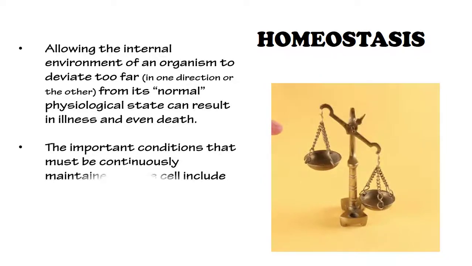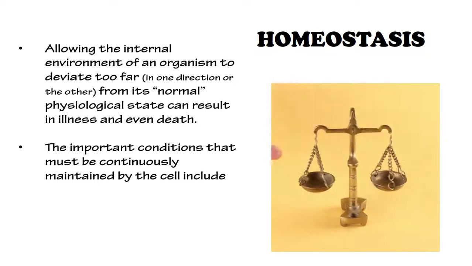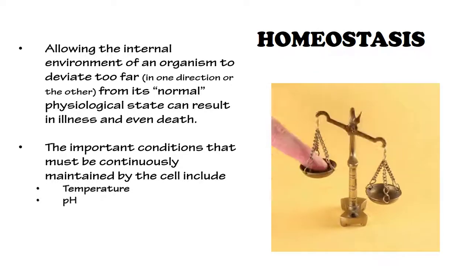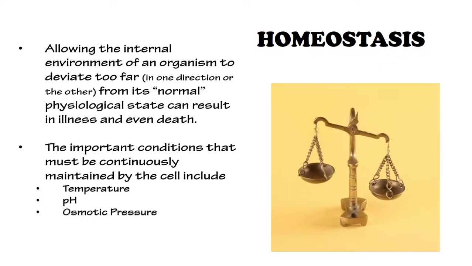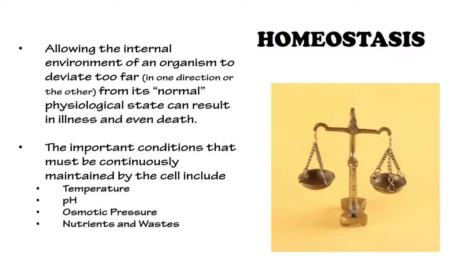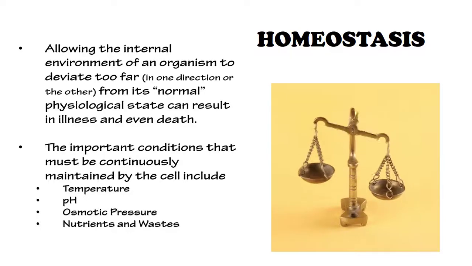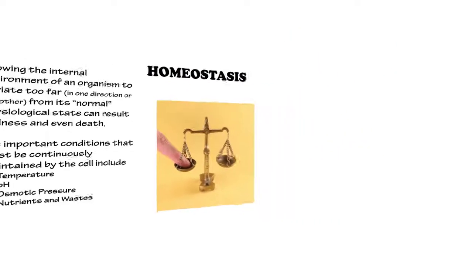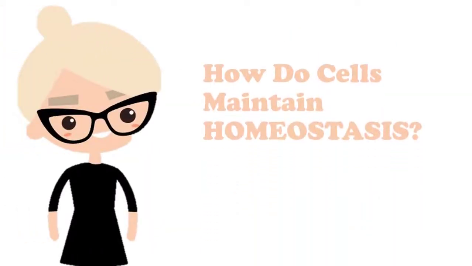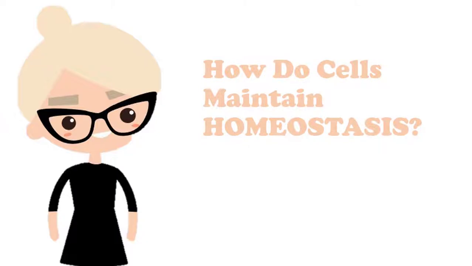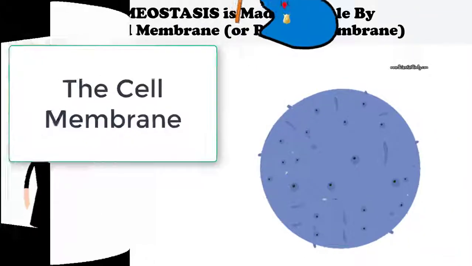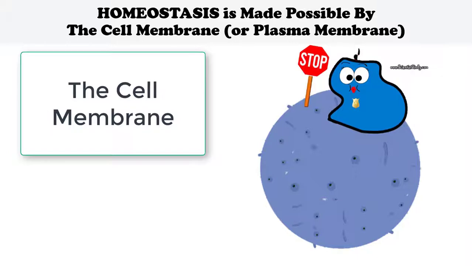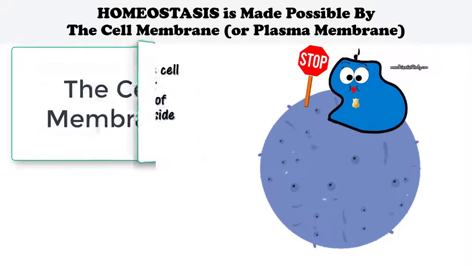The important conditions that must be continuously maintained by the cell include temperature, pH, osmotic pressure, available nutrients, and making sure there's not too many waste products built up in the cell. How do cells maintain homeostasis? Homeostasis is made possible by the cell membrane or plasma membrane.